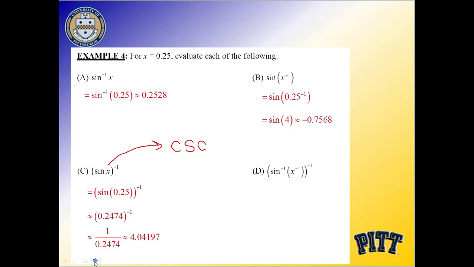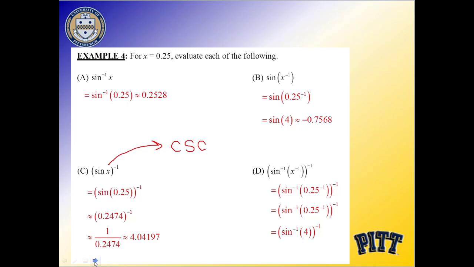So you always start with the innermost function first. So I'm doing the inverse, or the reciprocal, of the arc sine of x raised to the -1 power. So if I put that 0.25 in raised to the -1 power, I get 4. Then I do the arc sine. I'm doing the arc sine of 4 inside there.